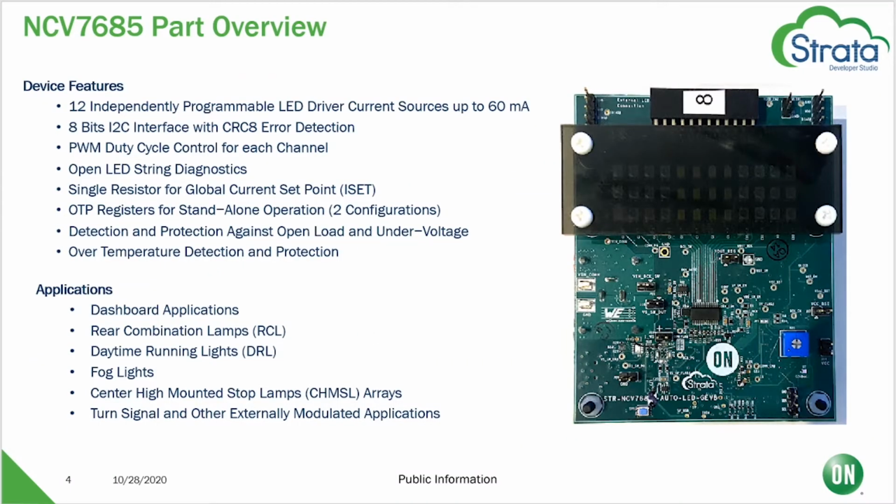The 7685 offers features such as 12 independently controlled PWM channels, variable PWM frequency, current set point via single resistor, and LED diagnostics. It interfaces over a digital I2C bus that has CRC error detection. It has OTP, one-time programmable, and SAM mode, standalone mode configurations for use without a microcontroller. Typical applications include dashboard lighting, rear tail lights, such as this design here, daytime running lights, fog lights, etc.